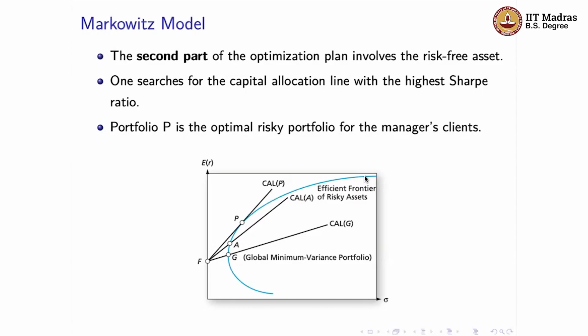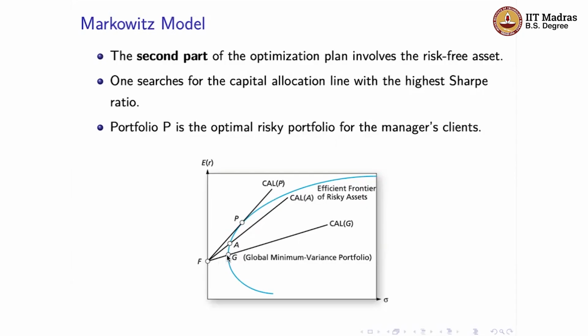And as we have seen before, suppose you have a choice between combining portfolio G with F or portfolio A with F. You would typically prefer to have portfolio A. Why is that the case? Because that will give a line with a steeper capital allocation line. And therefore, for the same level of sigma, you can achieve a higher level of expected return if you combine F with A versus if you combine F with G.